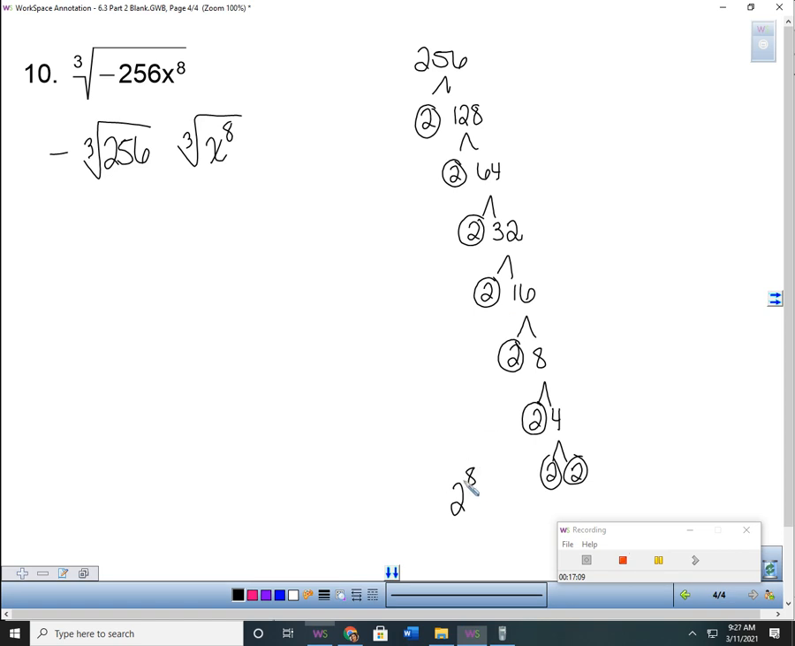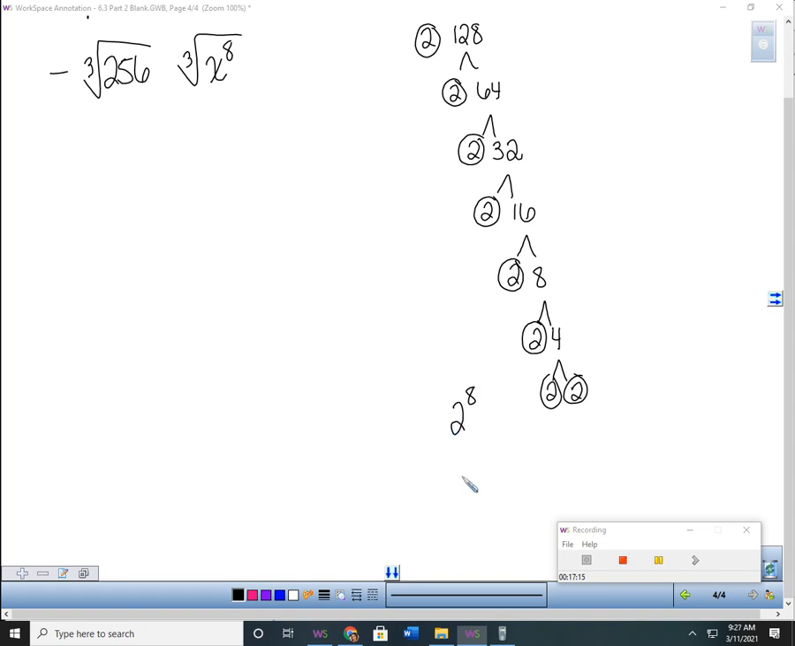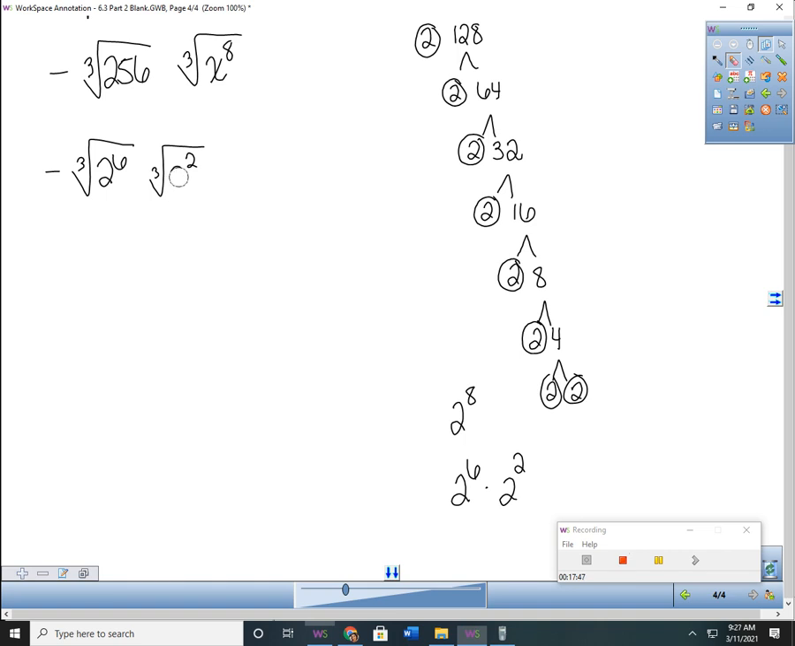Is that 8 going to divide by 3? No. So we have to split this up. So what's the biggest number that's smaller than 8 that will divide by 3? 2 to the 6th, right? And then how many does that leave left over? 2 of them, right? And that exponent is smaller than 3. So I know I did a good job on the first one. So keep your negative out there. So you have 2 to the 6th, and then you have 2 to the 2nd. Now, do we need to write 2 to the 2nd, or can we go ahead and just write 4, right? So let's do that.